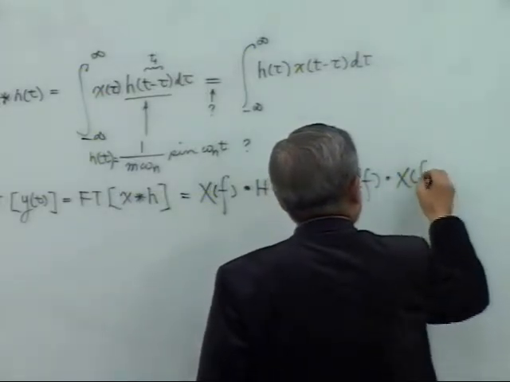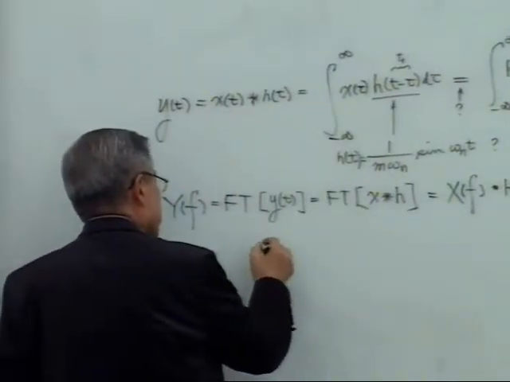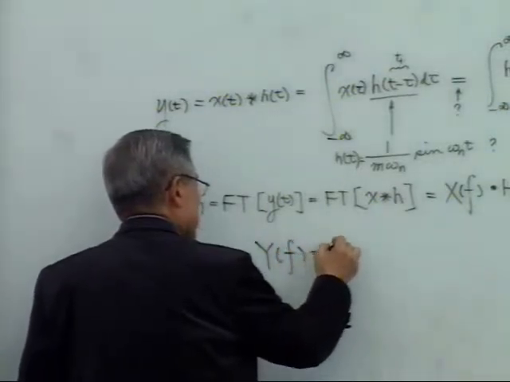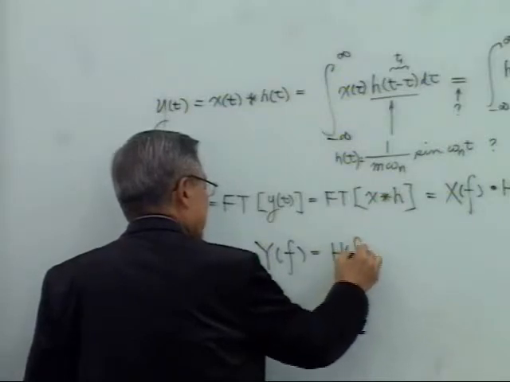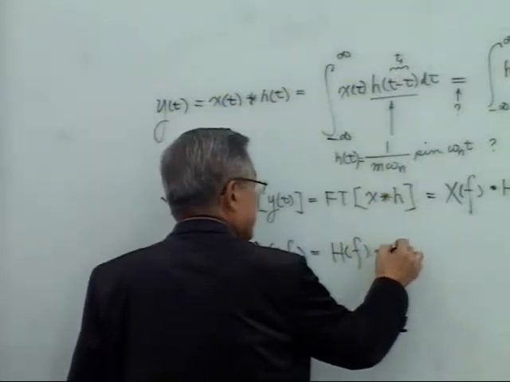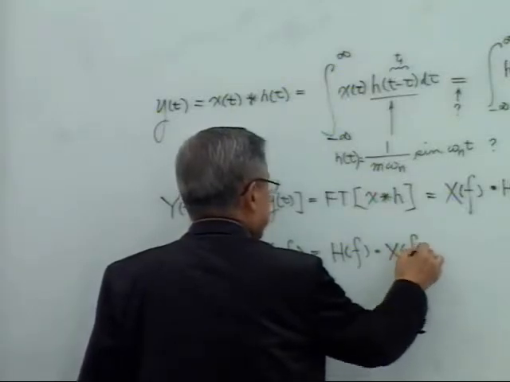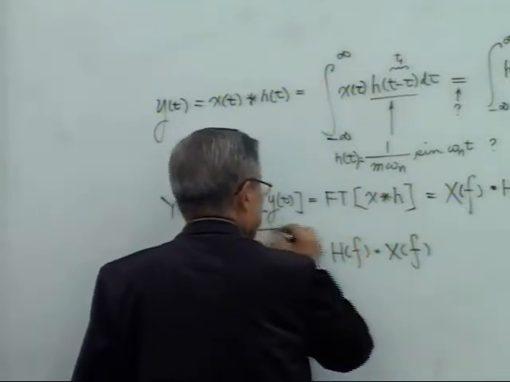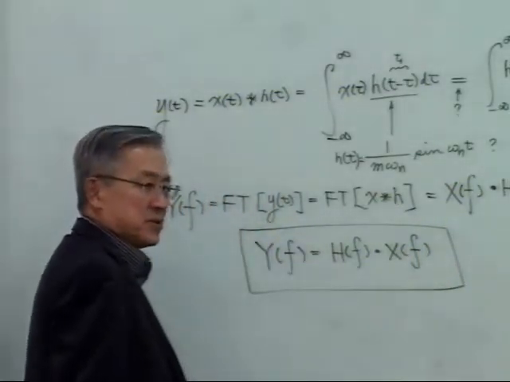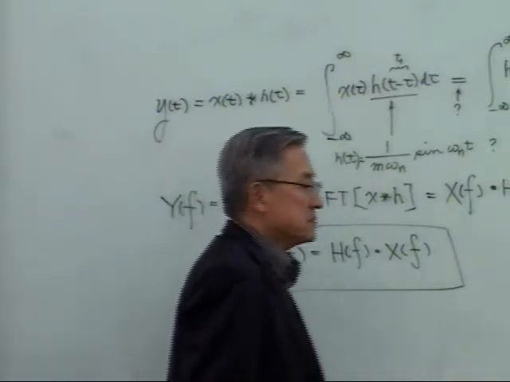X, which is telling the first story. So Y(f) is equal to H(f) times X(f), a simple multiplication. This is nothing new. You saw that in chapter 3 and part of chapter 1. Nothing new.